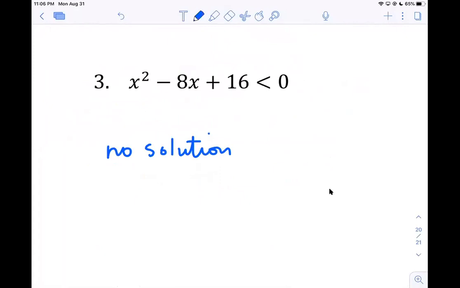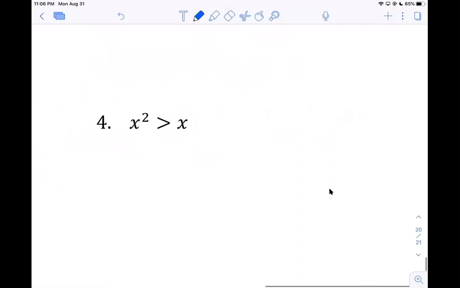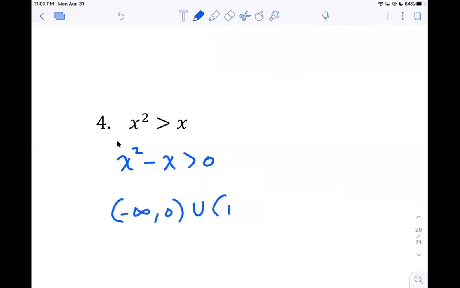And then the last one, x squared greater than x. So remember I said you need to, whoops, change this. If you don't, it makes the problem really hard to solve. So go ahead and try this one, pause the video and try it. All right, the answer is negative infinity to 0, union 1 to infinity.